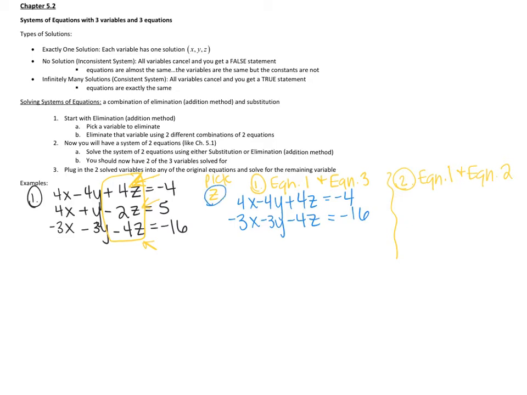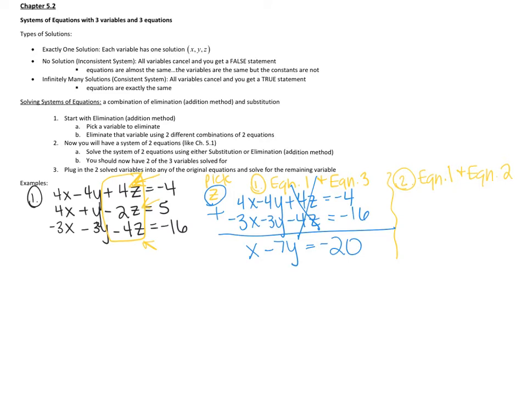We have to get rid of z. So looking at z, they are already ready, meaning that I already have the same number with opposite signs. So I'm going to go ahead and start adding these together. When I add these together, I'll get an x minus 7y. My z's will cancel, and I'll equal negative 20, right? So that one is done for the moment because I have eliminated z. That's all I was trying to do.